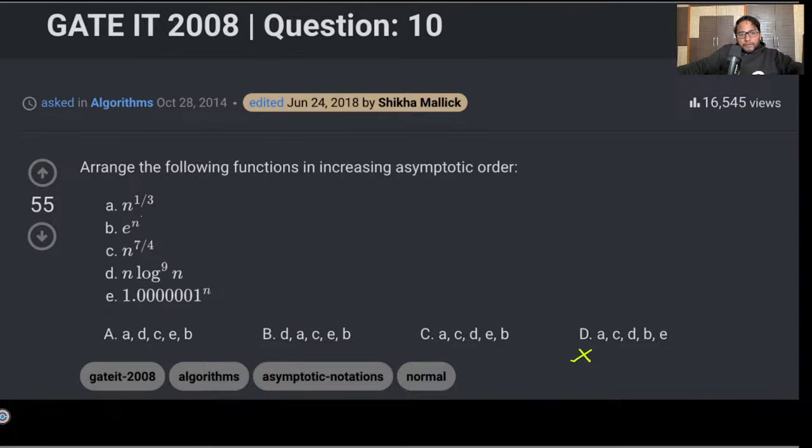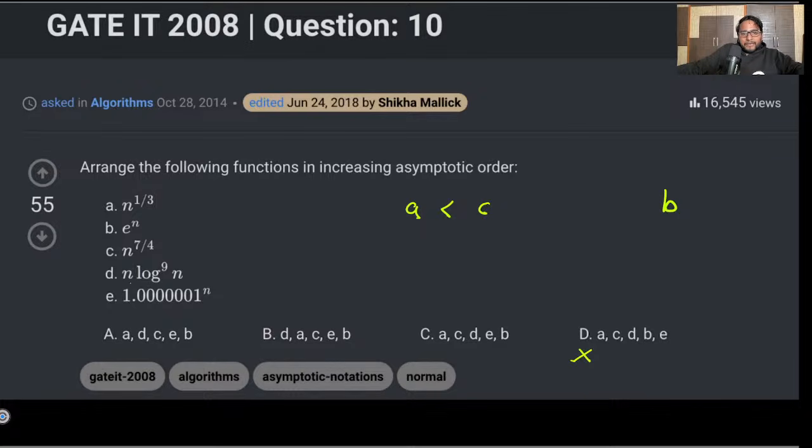Now, between n^(1/3) and n^(7/4), which one is greater? You can just check with the powers. Let me multiply by 4 here, it will be 4/12, and multiplying by 3 on the other, it will be 21/12. Which one is greater? 7/4 is definitely greater, it is even 1 point something. If 7/4 is greater, you can definitely say C is strictly greater than A. So A, and then C. That's fine. Now B is anyway at the last.